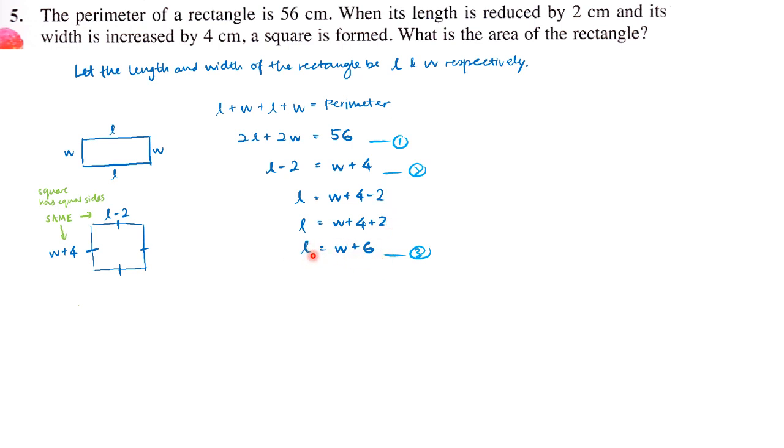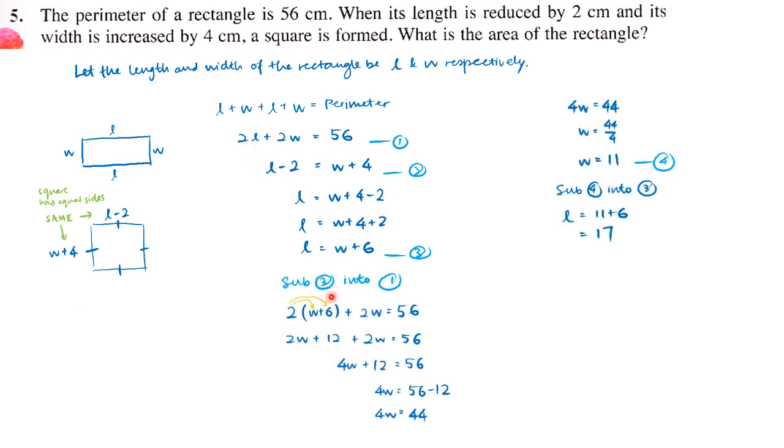Okay, and then I have this one, equation 3, and I've obtained equation 3 from equation 2. So I think I can do substitution here by substituting 3 into 1, so that I can find W, right? Okay, remember I'm not done. So substitute 3 into 1. So L will be W plus 6. So 2L, which is W plus 6, plus 2W equals this. Expand it, and then go all the way here. You'll find that W equals 11.